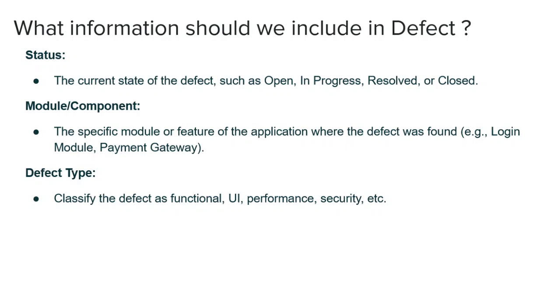So it can be in an open state, it can be in an in progress state, it can be in a resolved state, or it can be in a closed state. So it's basically a state which indicates in which state that issue is currently present. If it's open, if it's in progress, if it is resolved, or if it is closed. So that field is also available in the defect.